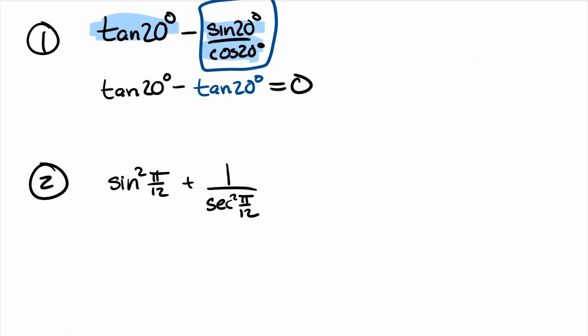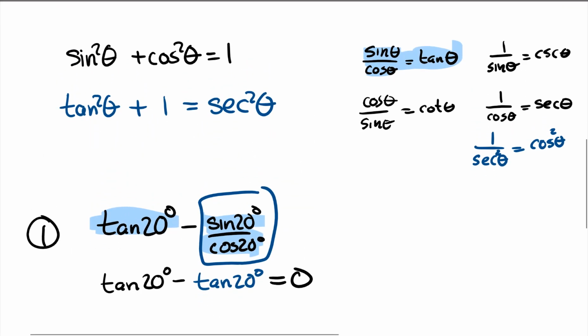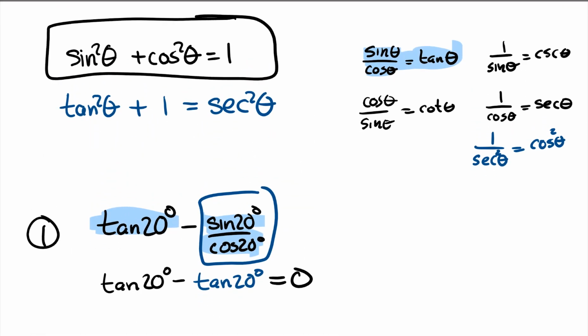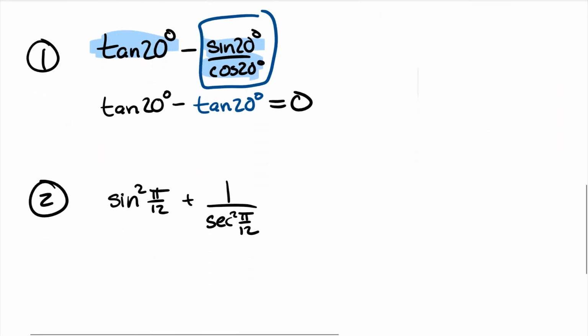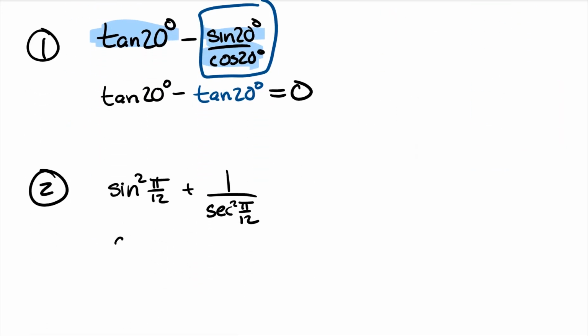Oh, did I write 1 squared up there? Oh, shoot. Now, we only have one identity that we could use with sines and cosines. Sine squared plus cosine squared is equal to 1. So we take a step more like, okay, cool. Sine squared of pi over 12. And then we can replace our 1 over secant squared with cosine squared of the same angle. And now we have sine squared plus cosine squared of the same angle, which is equal to 1.